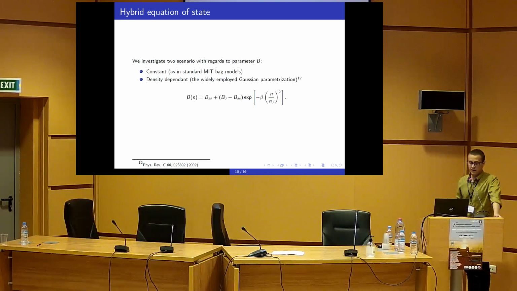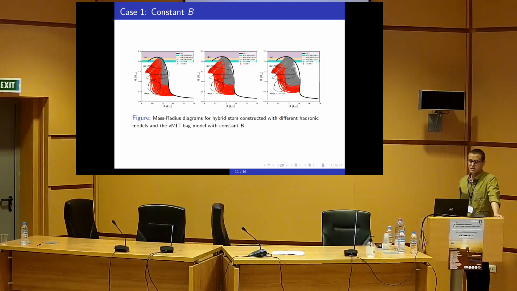And finally, we are going to investigate 2 different scenarios with regards to the bag parameter, the parameter B. In the first case, we are going to assume that it is constant, as in standard MIT bag models. And in the second case, we are going to apply a simple density dependence, which is the most widely employed one in the literature, and it is the Gaussian one. So let us start with the results.